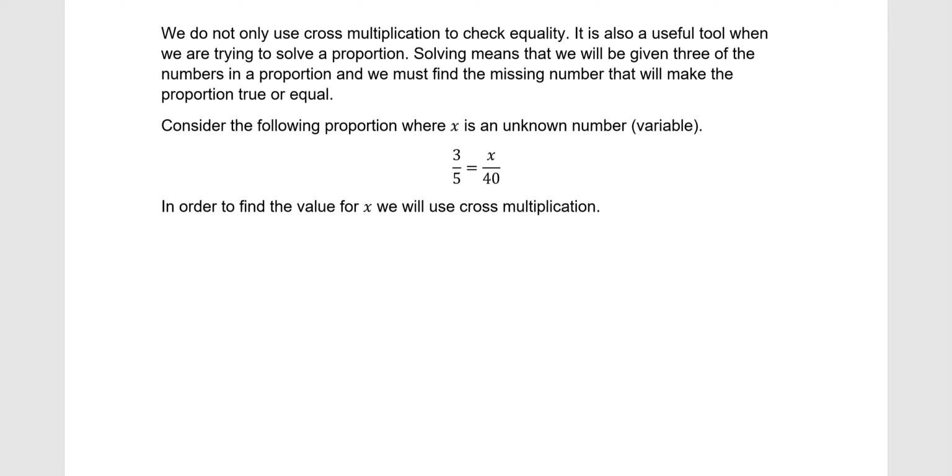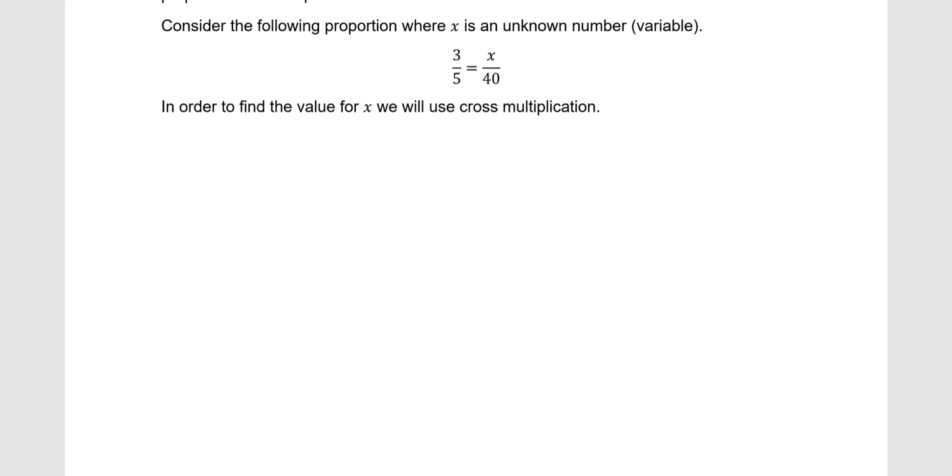So cross multiplying isn't only used to check if two fractions are equal, it's also used when we're trying to solve a proportion. This means we're going to be given 3 out of the 4 numbers in a proportion, and we have to find the missing number using cross multiplication. So let's take a look at this proportion where x is the unknown number. So x is going to be the variable that we're looking for here. So we have 3/5 equals x over 40. So we're trying to think of what does the x have to equal in order for this proportion to be true. So we're going to do this with cross multiplication.